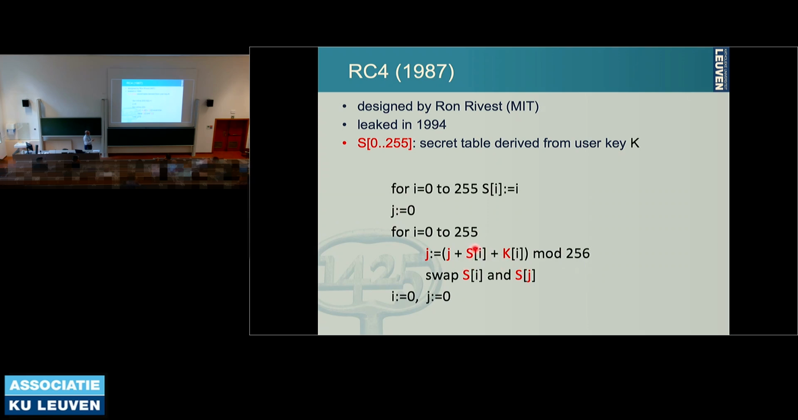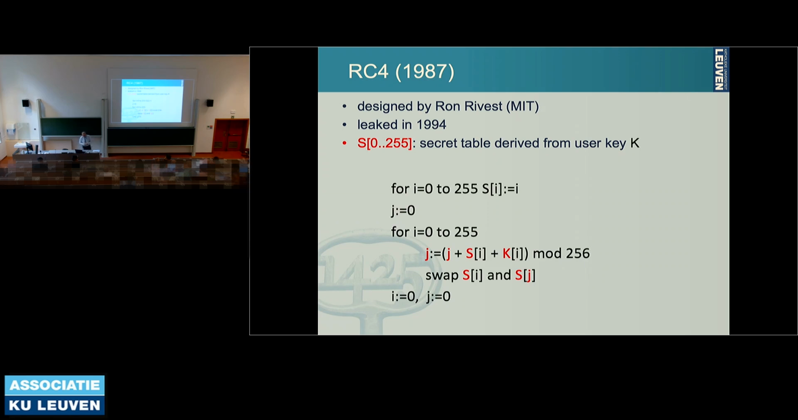You take the element at position I in your table, add a byte of key, and add that to the content of the j pointer. All these additions are modulo 256. And then you swap two elements in the table. You do this 256 times. And so afterwards you get a table, like a deck of cards, that has been shuffled depending on the value of the key.